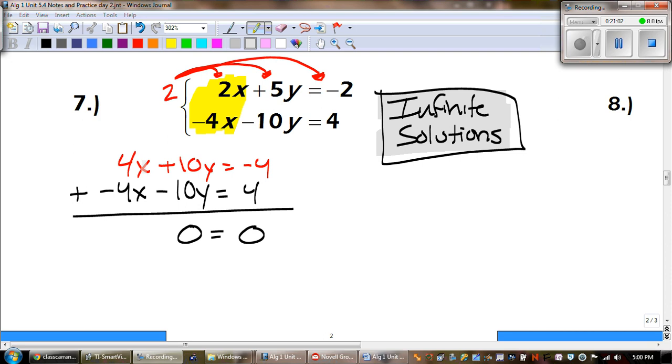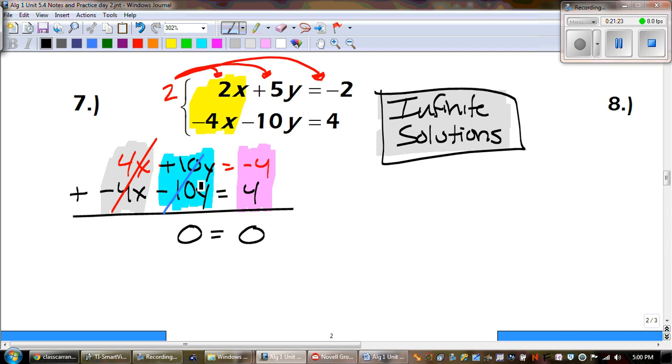Okay, did you guys get infinite solution? Well, when you do 4x minus 4x, those cancel. 10y minus 10y, well, those cancel. And then even over here, -4 plus 4, those cancel too, and you're left with 0 equals 0. So we're left with a true statement, which means infinite solution. I forgot to draw my happy face.